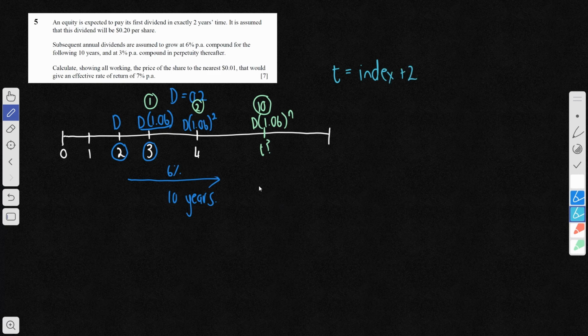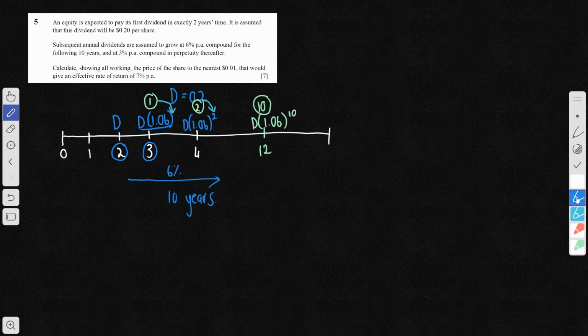So we use the formula to figure out t, and that is equal to the index value, which is just 10, plus 2, which is 12. So we know that this dividend payment occurs at time 12. Next, we need to find the value of n, the exponent, so how many years of growth should we add? This is quite obviously equal to 10 because we are dealing with 10 years of growth. If you want to make 100% sure, just compare the index to the exponent for the first 2 years and you will see that they are exactly equal.